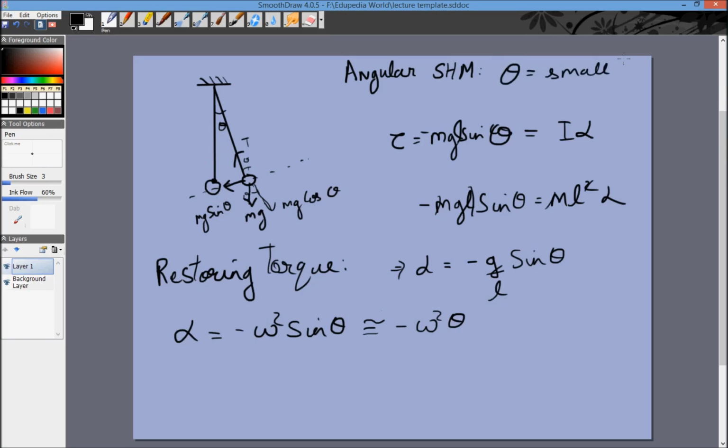This is an analog of linear SHM. We know that for a spring, it's always periodic motion, but it is simple harmonic motion. That means F is equal to minus kx only if x is much smaller than L. Similarly, angular simple harmonic motion is only that if theta is very small.